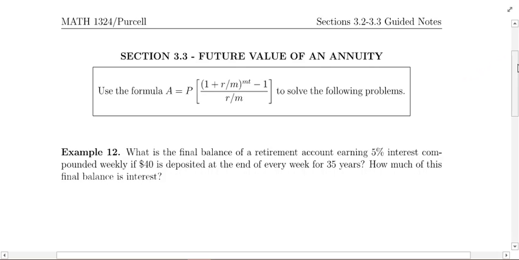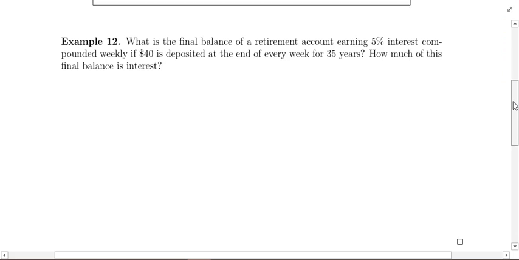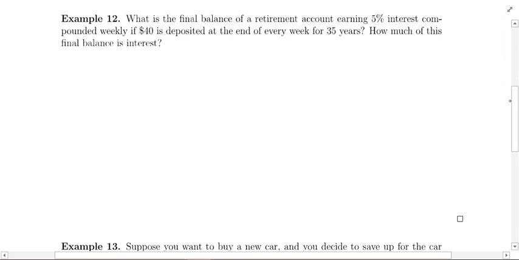So let's take a look at example 12. What is the final balance of a retirement account earning 5% interest compounded weekly if $40 is deposited at the end of every week for 35 years? And then how much of this final balance is interest?